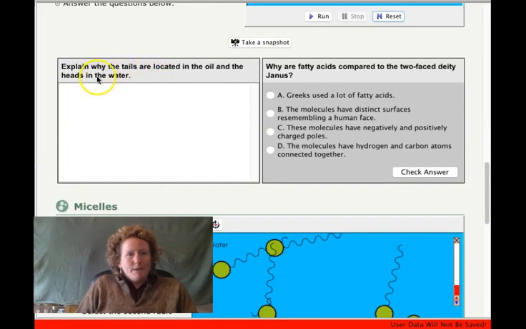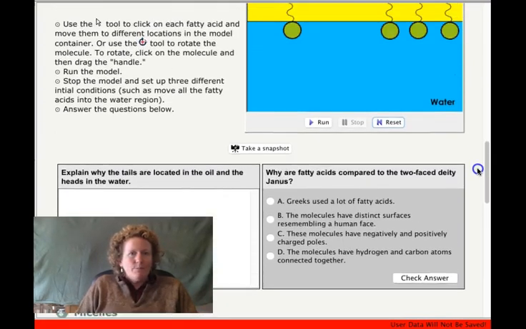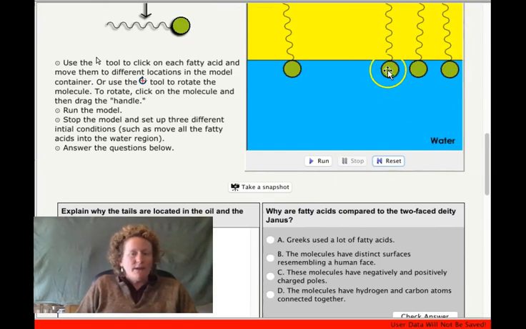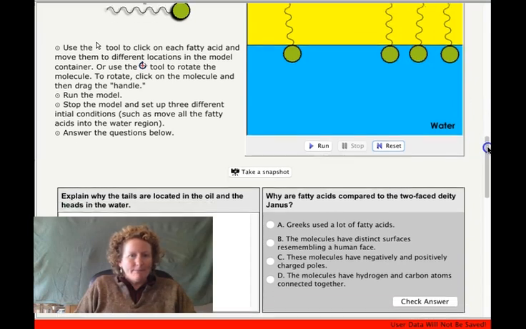So we just talked about why the tails are located in the oil and the heads in the water. The heads, remember, are polar or hydrophilic. Polar molecules, molecules with a charge, like to be in water because water is charged. Water is a polar molecule. The tail here doesn't have any oxygen in it, so it's nonpolar and likes to be in a nonpolar fluid like lipid.